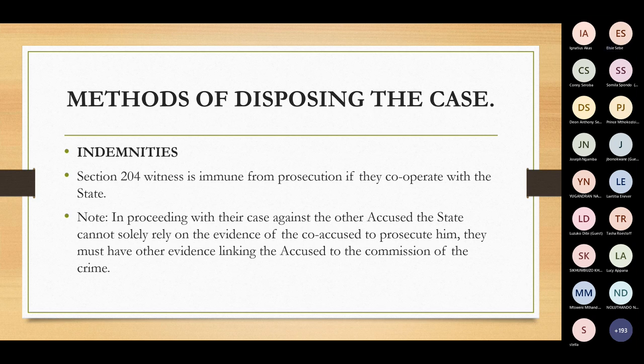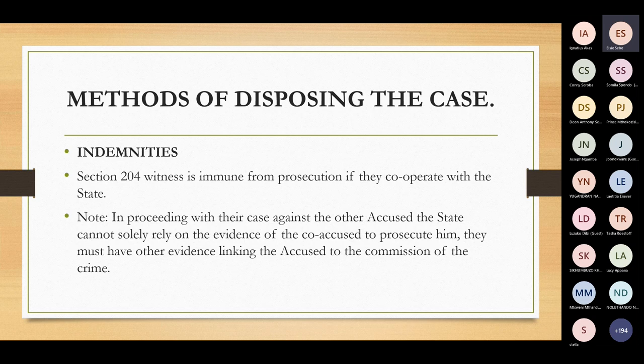And it's a different situation if this was just a person who was picked up by the state themselves and they used them as a state witness from the outset. But for this accused to be an accused person, it means that the state had a reason to believe that they were also involved in the commission of the crime. So they could be trying to save their neck at the expense of their co-accused.